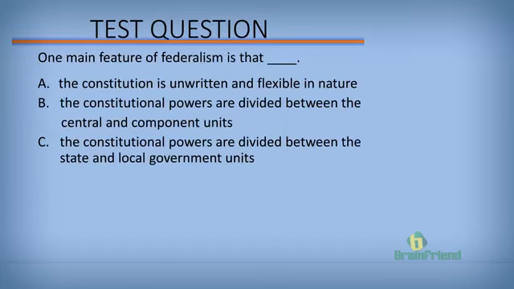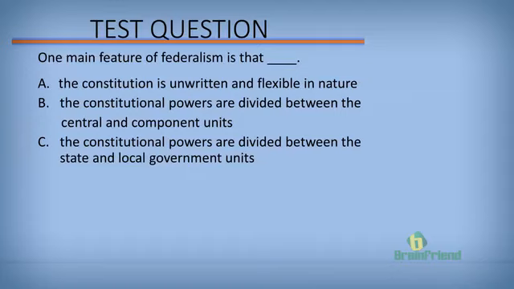But I'd like us to take a quick test to know how well you understood today's lesson. The question reads, one main feature of federalism is that, dash. A, the Constitution is unwritten and flexible in nature. B, the constitutional powers are divided between the central and component units. C, the constitutional powers are divided between the states and local government units. Which one of these is a feature of federalism?